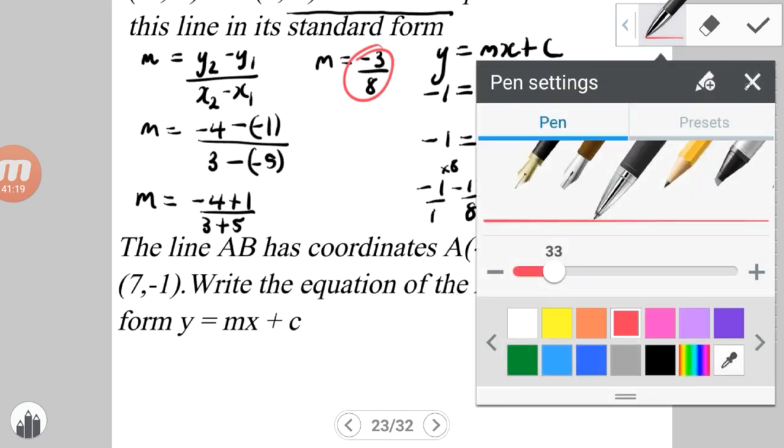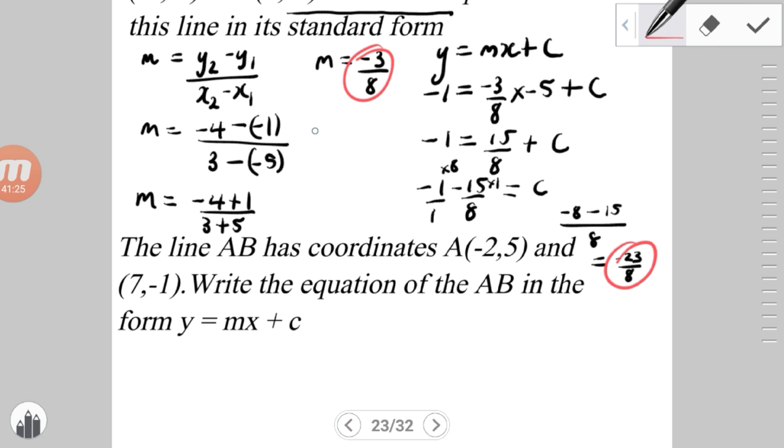So now that we have m and c, we can make our conclusion. So therefore we'll find that the equation of the line here works out to be y equal to m, which is minus 3/8 x, and then c works out to be minus 23 over 8. Now this would be the correct answer if we wanted the equation of the line in the form y equal mx plus c.